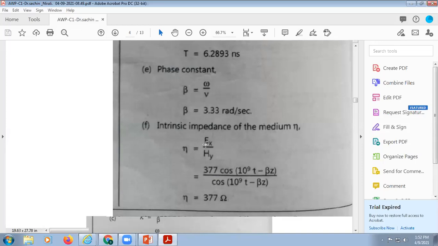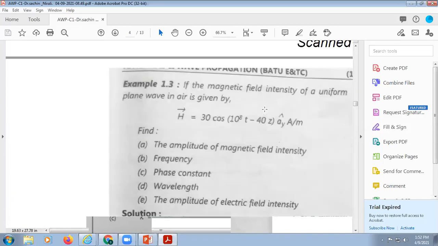Okay, now note the equation of these two. So what is that? Ex is 377 cos of, and so this term will be cancelled out, the entire term will be cancelled out. So what you are getting, the eta you are getting as 377 ohm. Ohm is the unit of intrinsic impedance. Intrinsic impedance is 377 ohm. Go for numerical number 3.